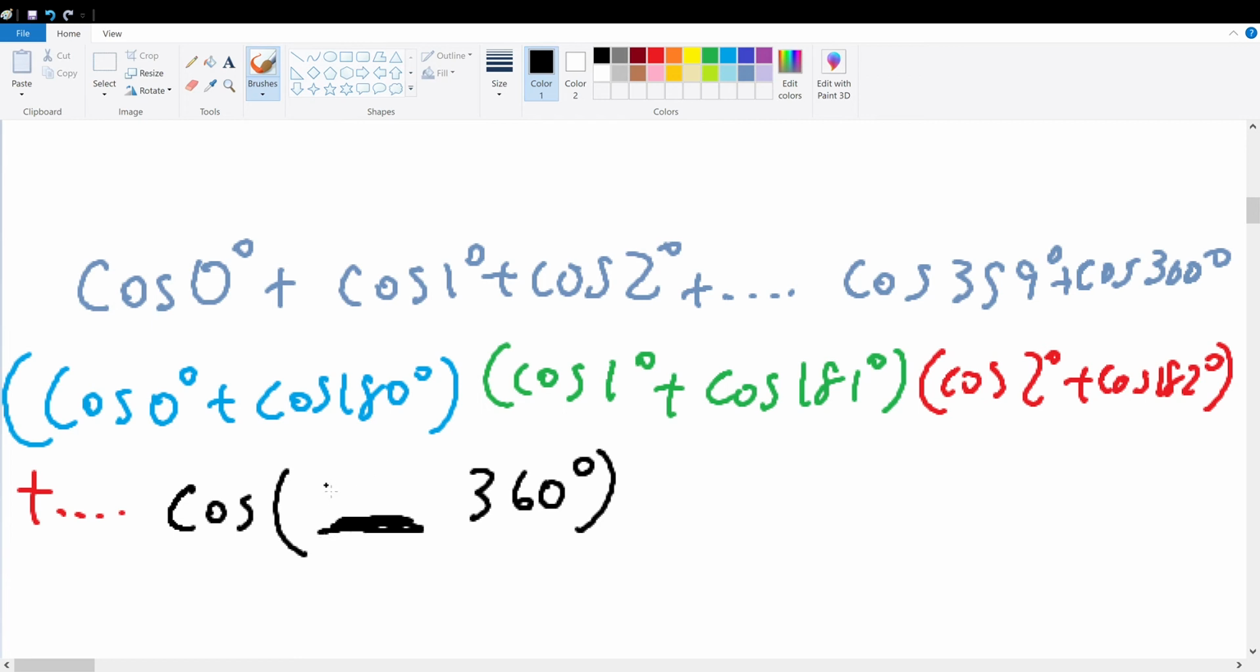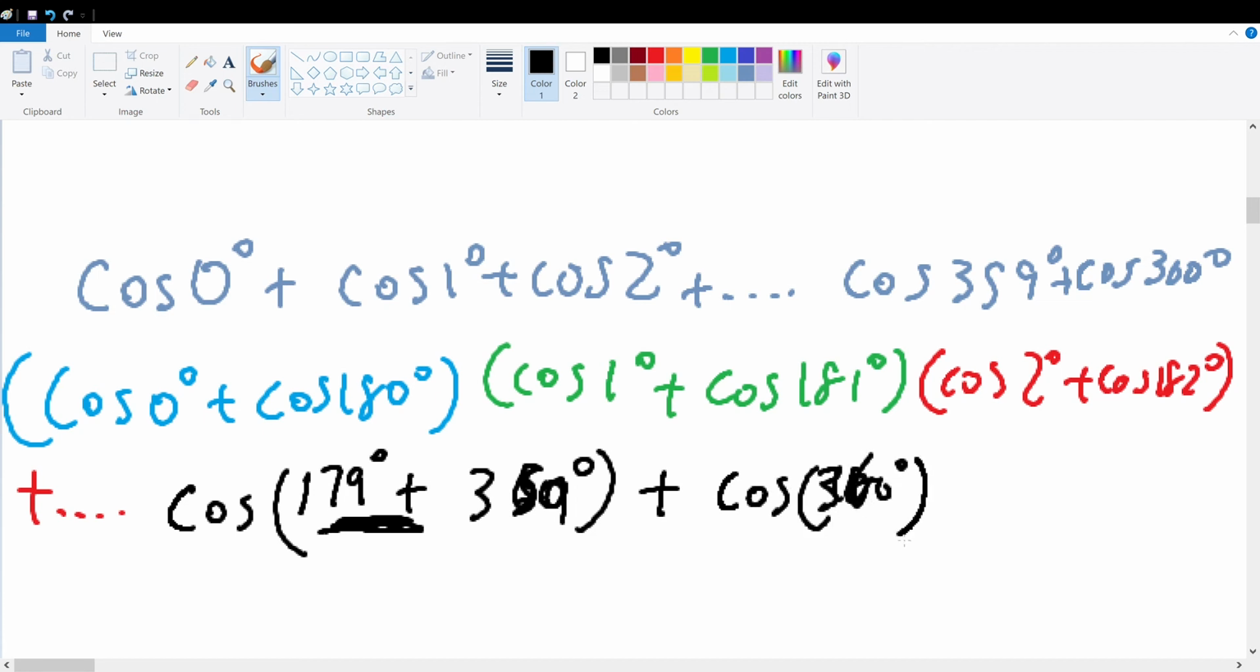So the second to last term, I should write it out, is cosine 179 plus cosine 359. This is the second to last term. And then the last term will be just cosine 360.